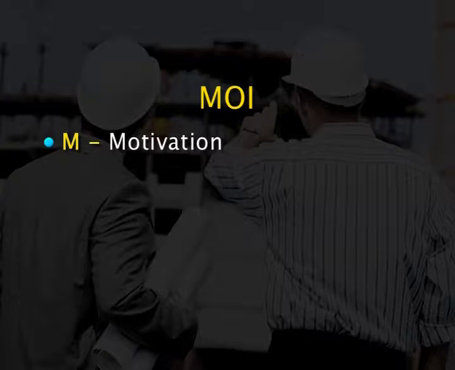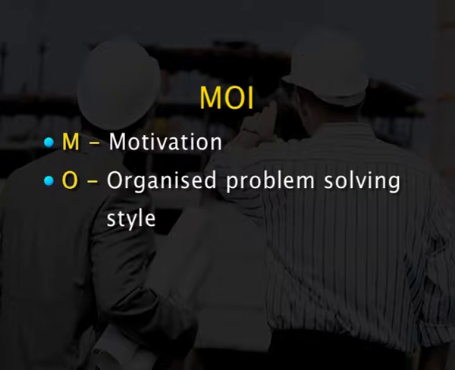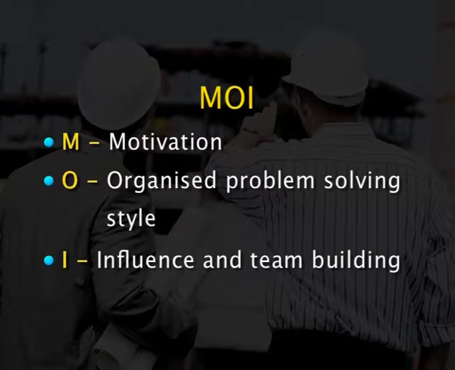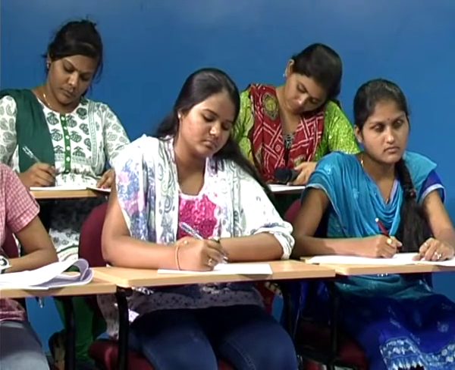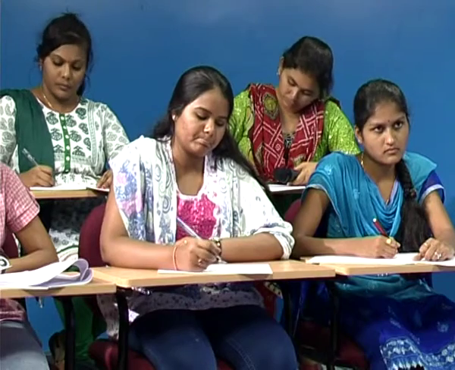It can be acronymed as MOI. M stands for motivation, O stands for organized problem solving style, I stands for influence and team building. What is to motivate? That is to encourage the project team to give their best for the project. Organized problem solving means to diagnose and structure a solution, apply lessons you have learned from previous experience, and remain flexible through a proper problem solving style.